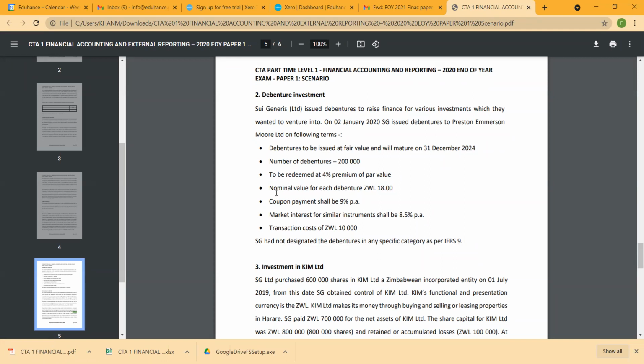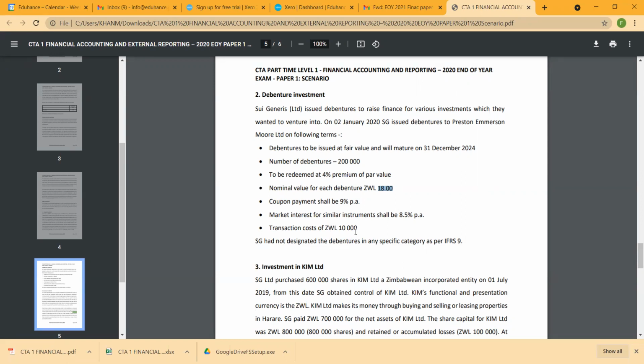So here we go. Nominal value, par value, face value, it's the same thing. So 18 Rand is face value. The redemption amount is 4% above the face value. Coupon payment shall be 9% per annum. Market interest for similar instruments is 8.5%. And then transaction costs is 10,000.